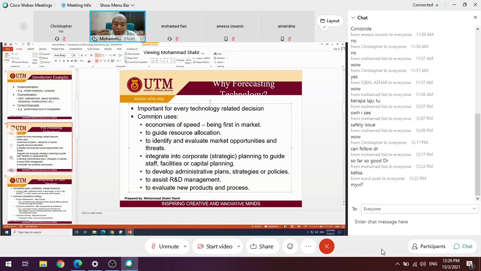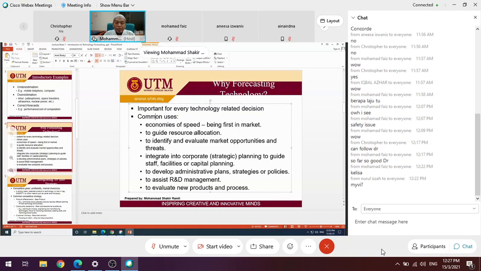Benefits accrue from being speedy in terms of delivery, in terms of being first in the market. The English proverb says, early bird catches more worms. Burung yang cepat dapat banyak cacing. Early bird catches more worms. Especially in the morning, we can see many birds come out. Why? Because they want to have their food. So this is the economics of speed.